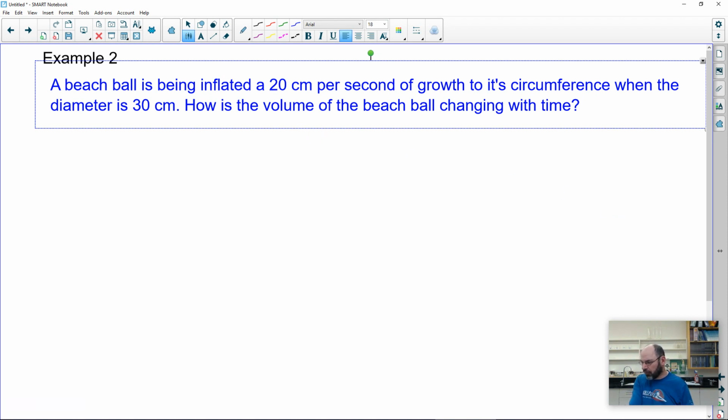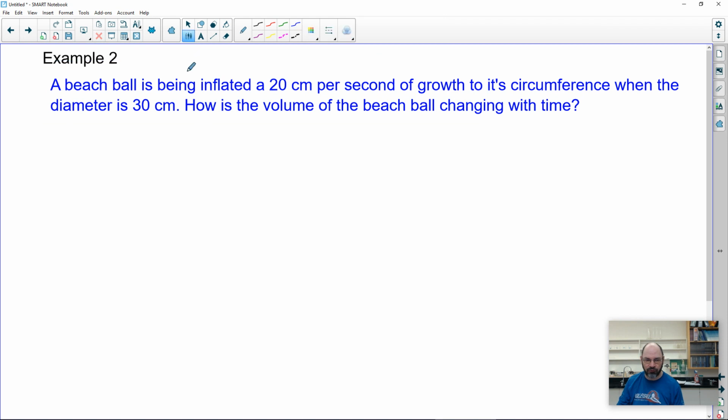This is one where we're not given dr dt. So what we have to do is solve for dr dt from the circumference equation, because circumference is not in the equation for volume. It's a bit of a different way to do it. Let's start with step 1. Step 1 is to identify what we do know first.